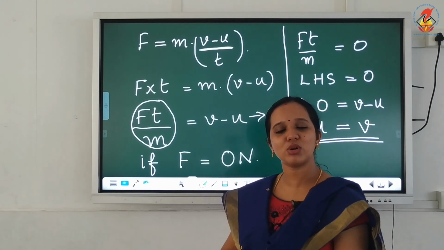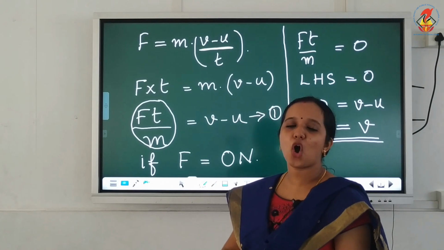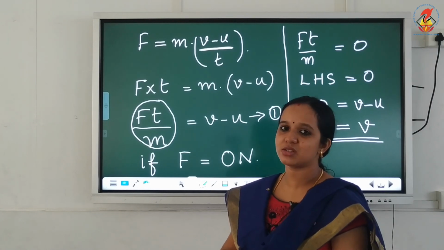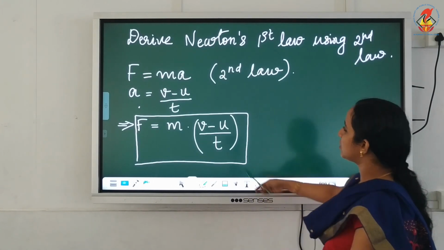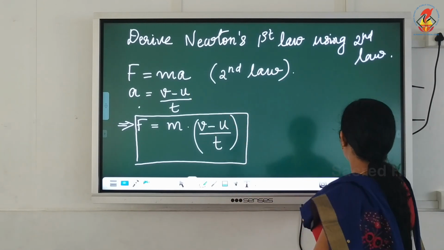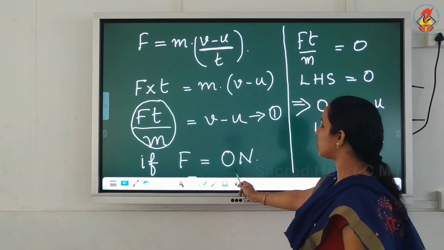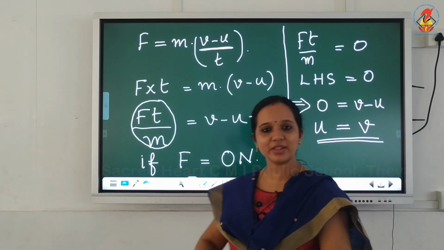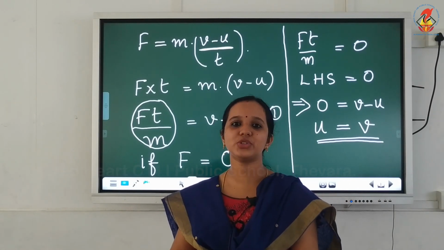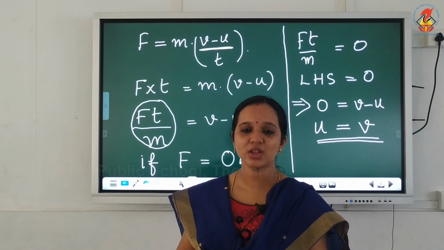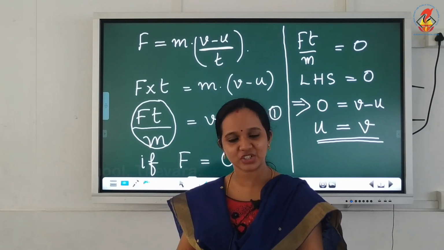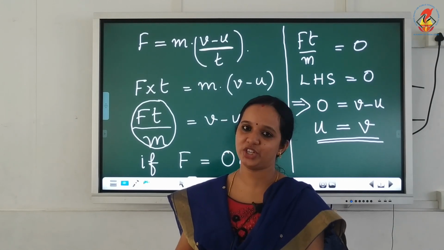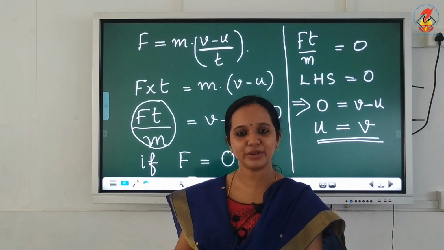So when external force applied is 0 Newton, the object will move in uniform motion. This is Newton's first law. So we started with Newton's second law, and when we substitute the external force as 0 Newton, we got that the initial and final velocities are the same, and this itself is Newton's first law. So we have derived Newton's first law using the equation F is equal to ma, which is Newton's second law of motion. Hope the derivation is clear.